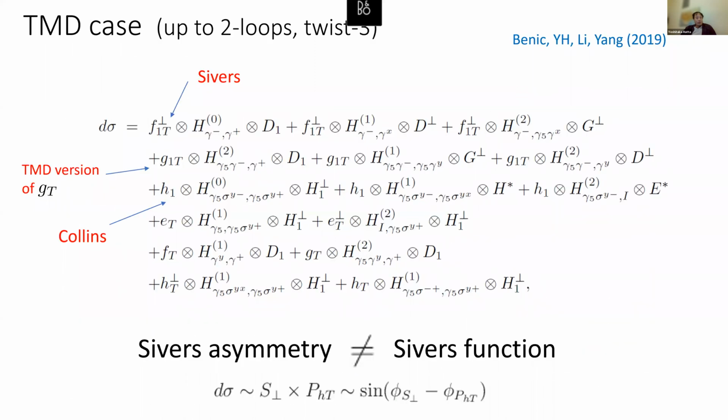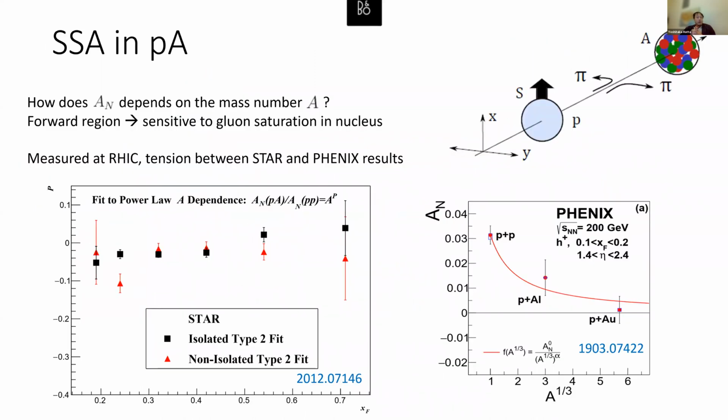All right, so that's for the single spin asymmetry for PP and in DIS. And now I want to mention another interesting process. This is the single spin asymmetry in proton-nucleus collision, because there's been a measurement at RHIC. And the interesting question here is how does A_N depend on the mass number of the nucleus.